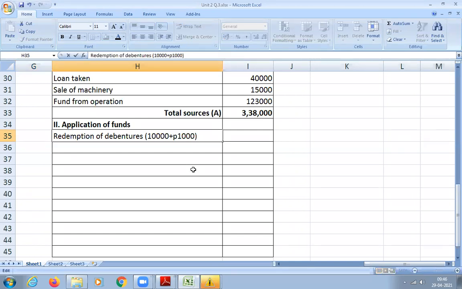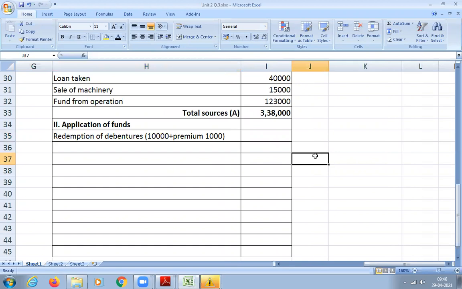They have redeemed 10,000, and what is the 1,000? This is a 10% premium. I'm making it clear so you will not have a doubt. Premium is 1,000. So you have to add both, because in both ways the money is going out, the fund is going out. So how much is the total redemption value you'll write? 11,000, including premium.